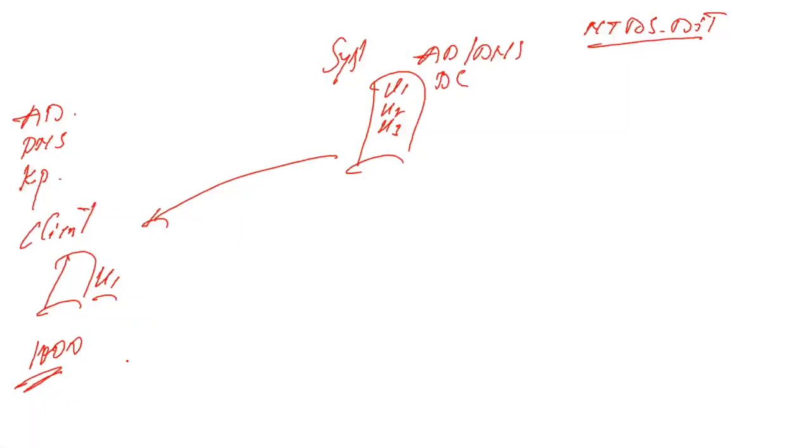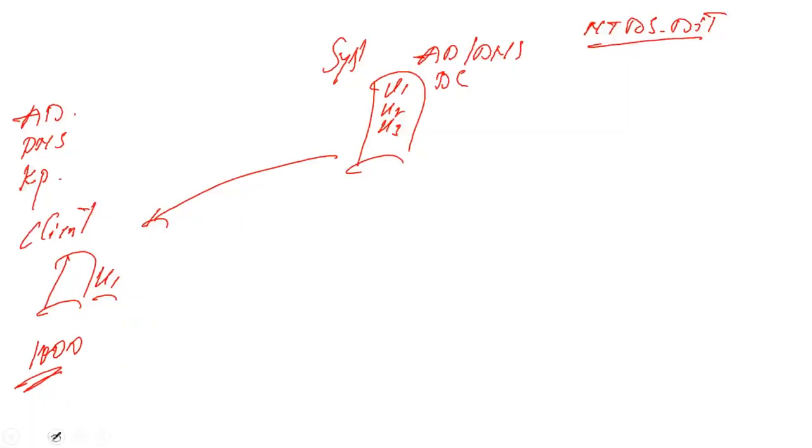So if my DC is busy only for authentication, then my services are slow. So we have this problem also. Now we want to avoid these two problems. We want a faster login service. In future, if the DNS service is not working, my user should still be able to log into the client machine.